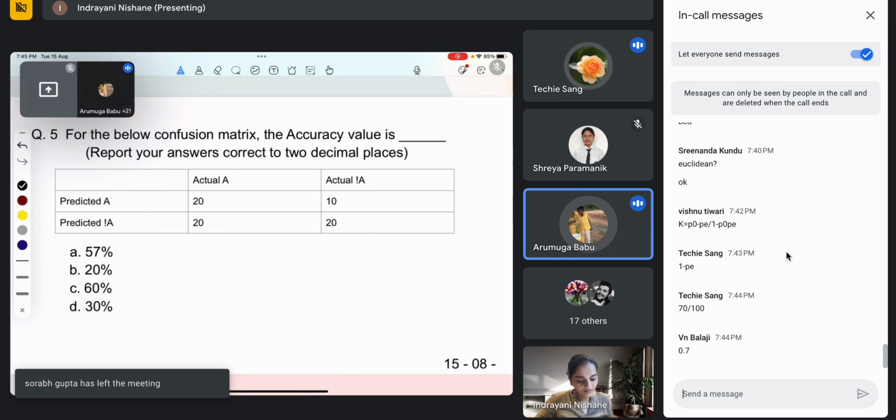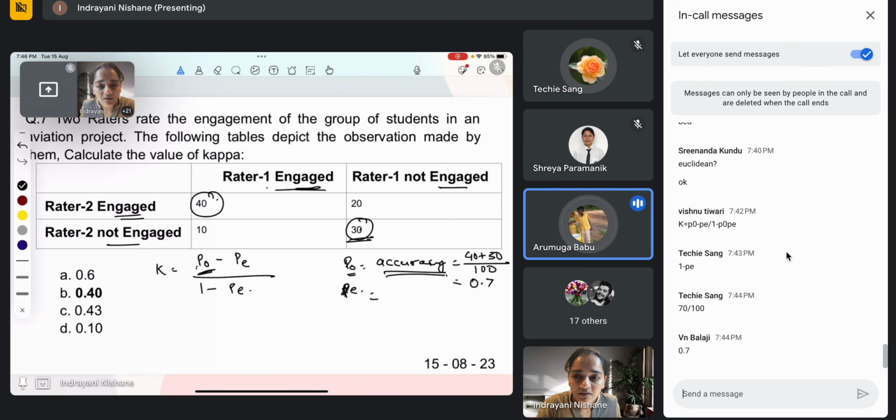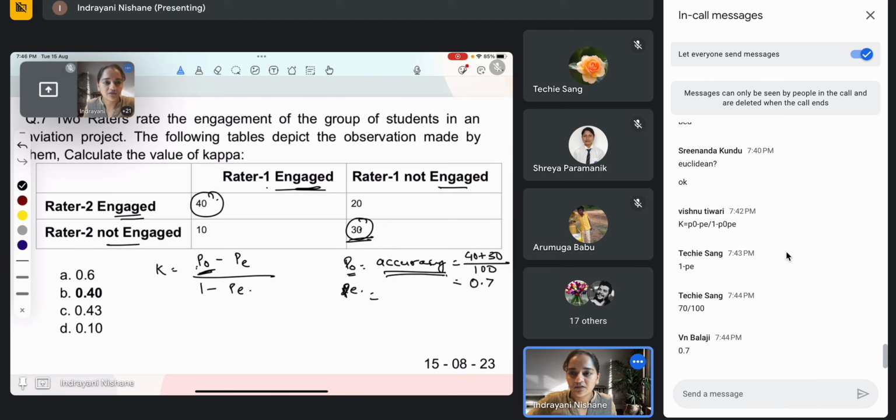Madam, maximize your screen, madam. Sorry, I did not. Screen is not maximized, madam. It is maximized, sir. It is maximized because I'm sharing screen through my iPad, so it is always in maximize mode. I hope it is now visible.